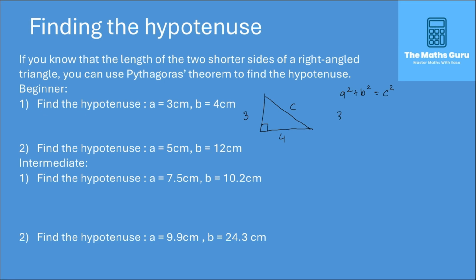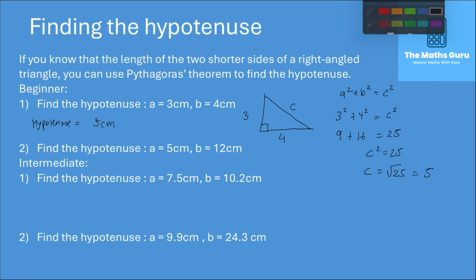So let's start off by putting 3 squared plus 4 squared is equal to c squared, which means 9 plus 16 is equal to 25, so c squared is equal to 25. Now, to get c from c squared, we must square root both sides of this equation. So c is equal to the root of 25, which is equal to 5. Hence, the hypotenuse is equal to 5 centimeters.